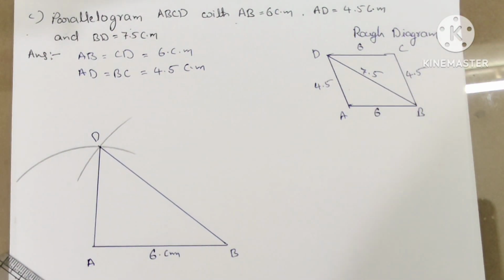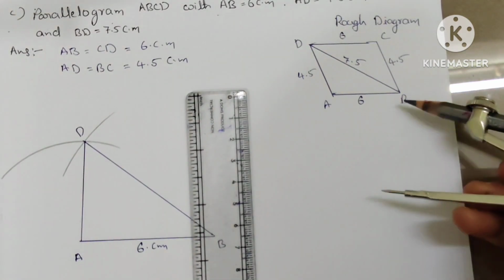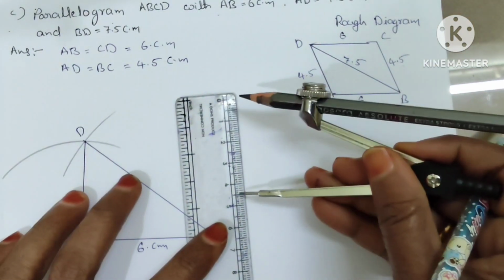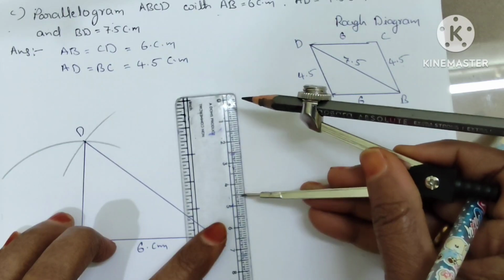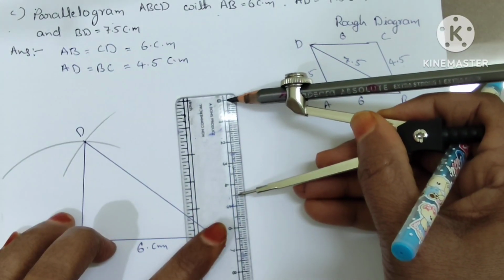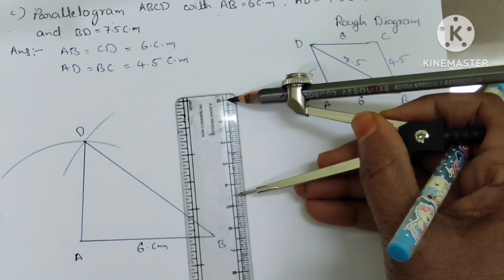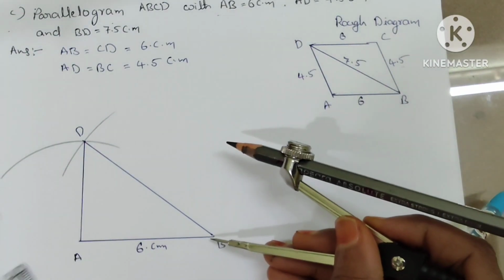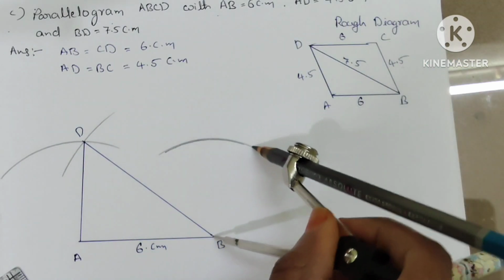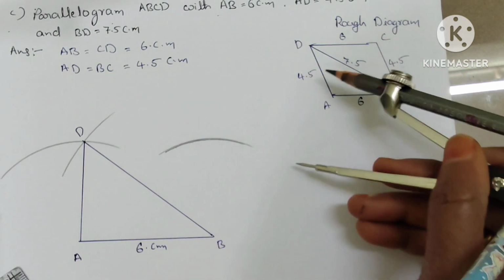Now again, BC is 4.5 centimeters. So we use the scale and rounder. Here pointer on 4.5 and pencil on 0, touching 0. So here 4.5 on the rounder. Now we draw the arc based on B.